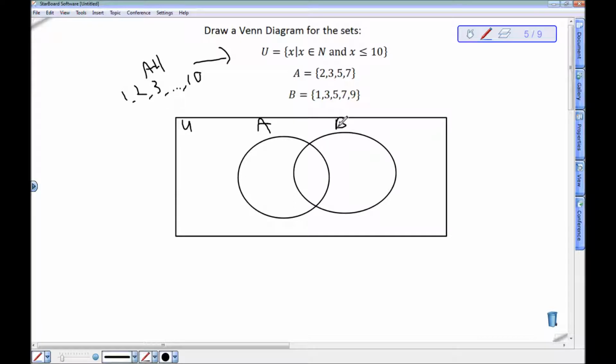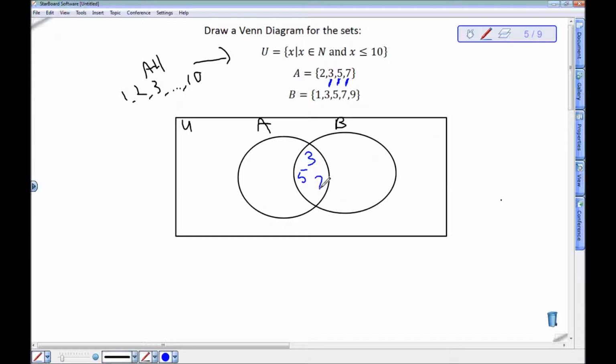Now, to fill in this Venn diagram, the first thing I want to do is look at A and B and see what they have in common. So I see that they both have 3, 5, and 7. So I want to put 3, 5, and 7 in this middle space. That's because that middle space is in both of those circles. 3, 5, and 7 are in the circle for A. They're in the circle for B. That means that 3, 5, 7 are in this space in the middle here, because that's where the circle for A and the circle for B overlap.